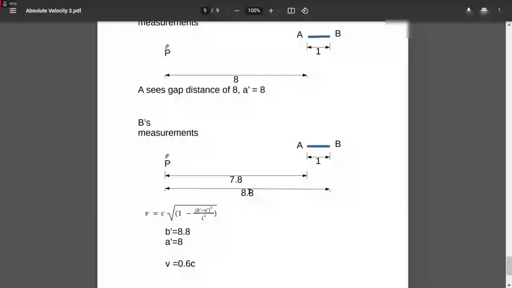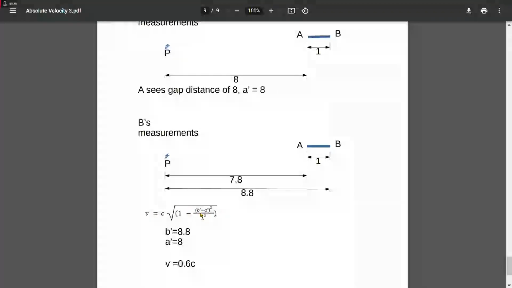Remember, B prime is 8.8, while A prime is 8. Remember, A prime is the distance that A measures between itself and P, while B prime is the distance B measures between itself and P. So when you plug this in, you get 0.6c. In fact, this is so simple, you can actually do this in your head.